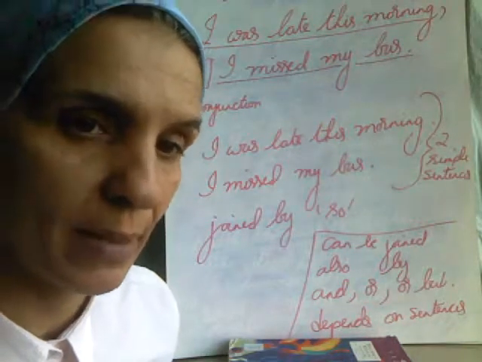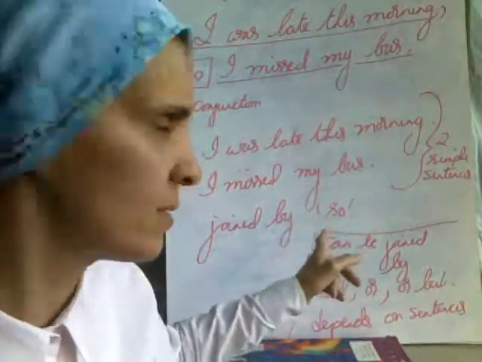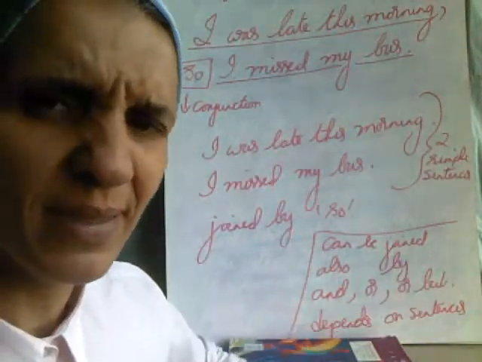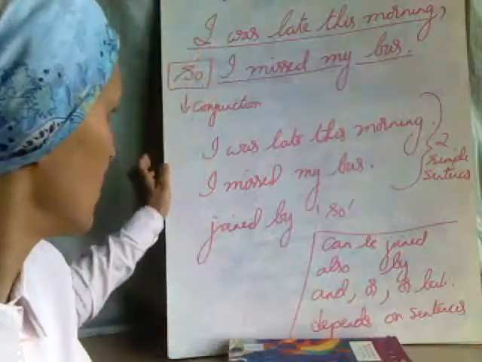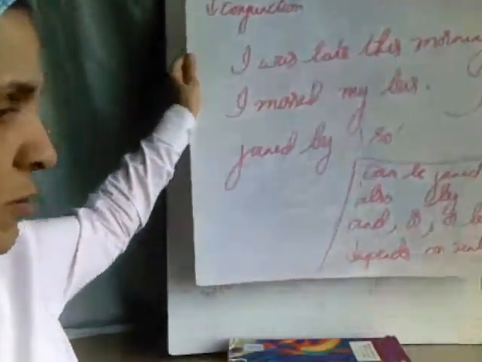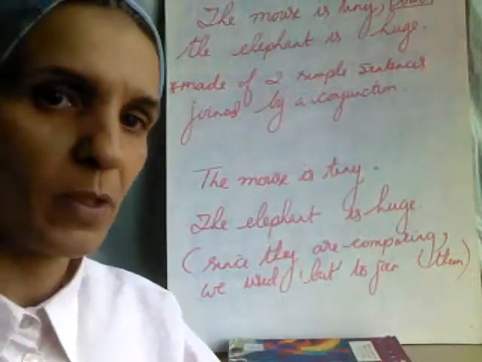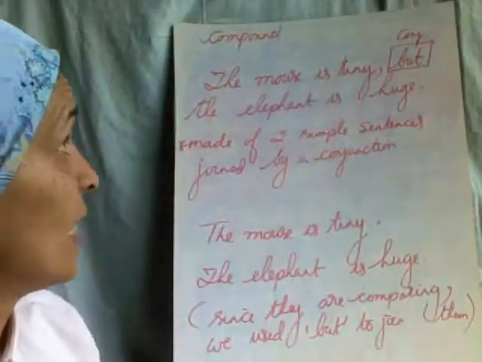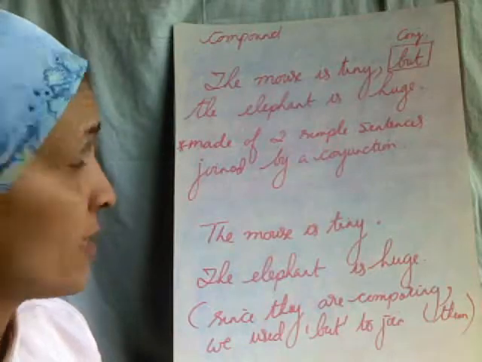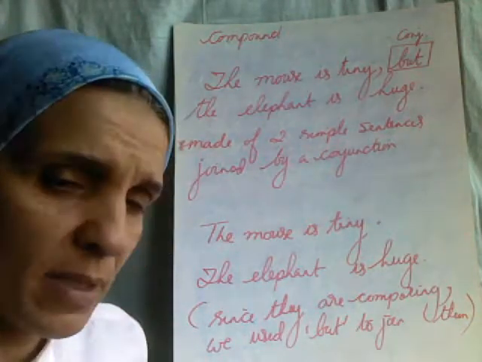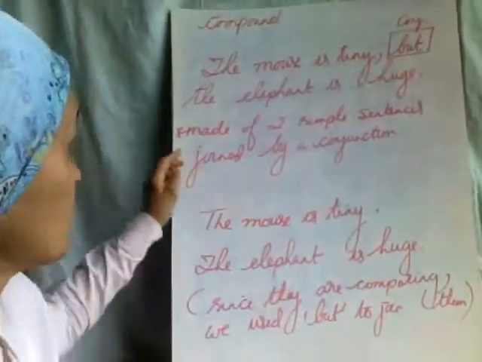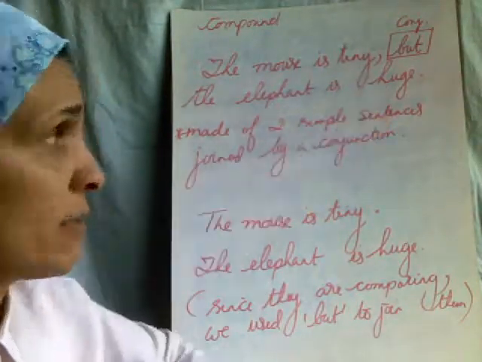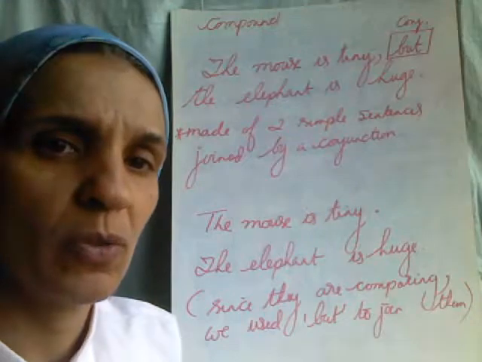I can use the word and, but I can't use but. I was late this morning but I missed my bus. That doesn't make sense, so I have to be careful which conjunction to use. And then I'm giving some more examples of compound sentences here. The mouse is tiny, comma, but the elephant is huge.